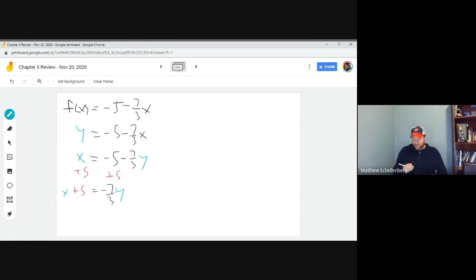And so the opposite of multiplication is division. So we would like to divide both sides by this fraction. But maybe you remember from back in the day that when you divide by a fraction, that's actually the same as multiplying by the reciprocal. Do you remember that? Dividing by a fraction is the same as multiplying by its reciprocal. So we are going to multiply both sides by -3 over 7. Okay, let's do that.